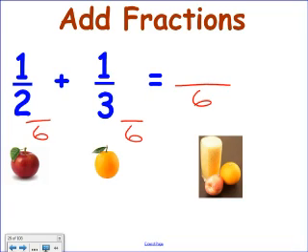Everyone happy with that concept? Equivalent fractions. We need to talk the same language. The thing that is common to 2 and 3, we've said the easiest way to work that out is just multiply them together.